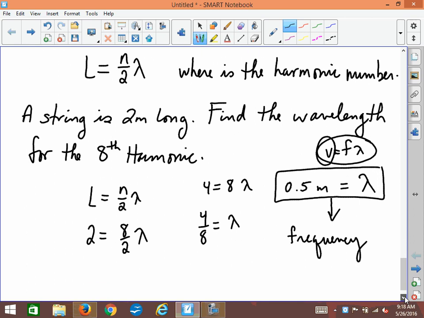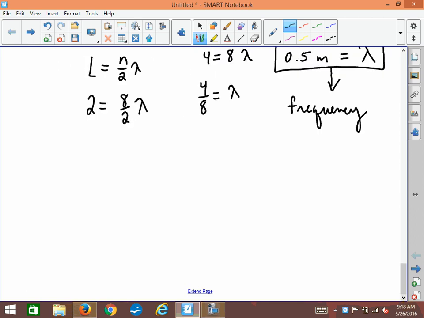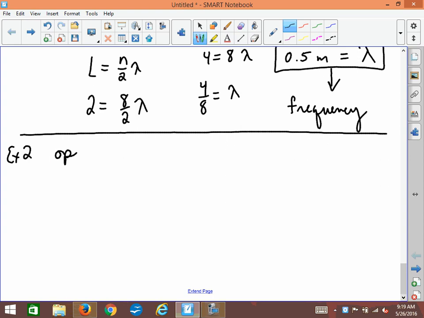Okay, great. Now, the problem we have next is what happens if we have a different situation? What happens if we have open at both ends? So let's look at example 2. Open at both ends. How will this change?